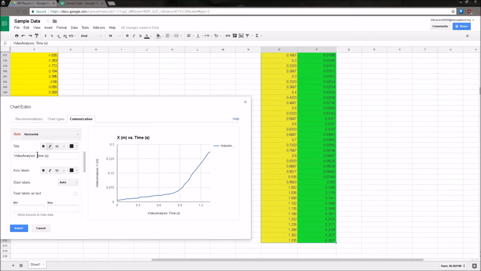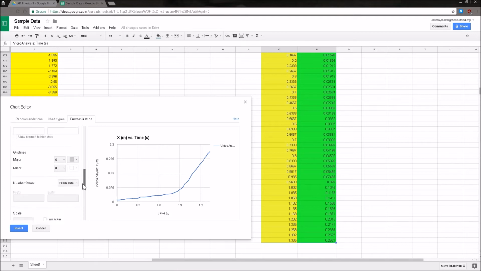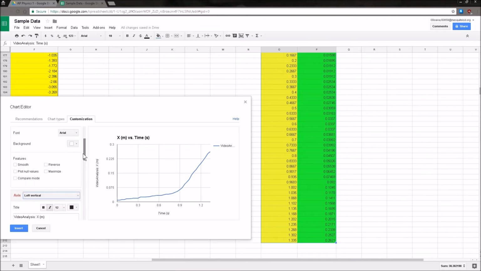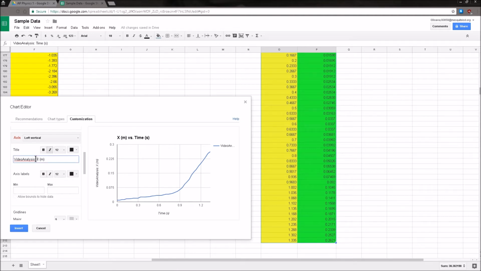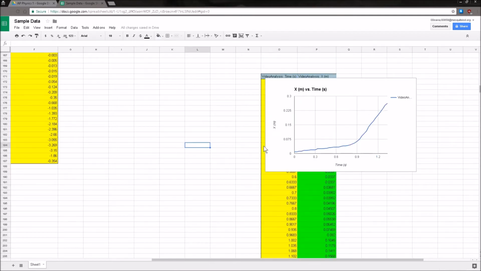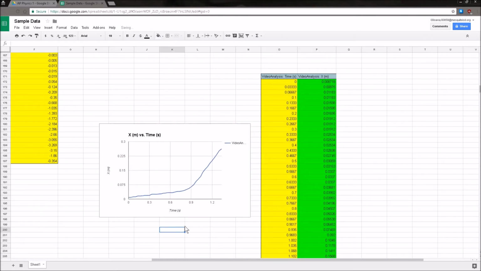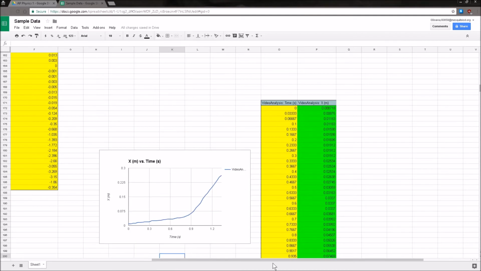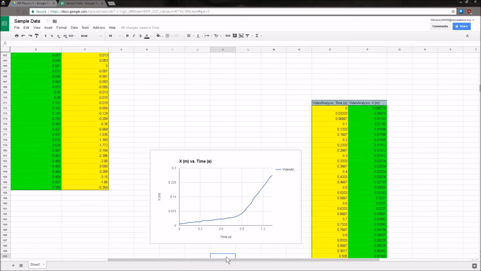Now for our axes, we're just going to want to change this. Right now we're on the horizontal x-axis. We just want the title to be time in seconds. The rest of this shouldn't be important. And now we're going to change to the vertical axis. This is just going to be position in meters. And that is just fine. And there we have a graph. Now this is a very simple graph. You will probably be asked to make more complex graphs.